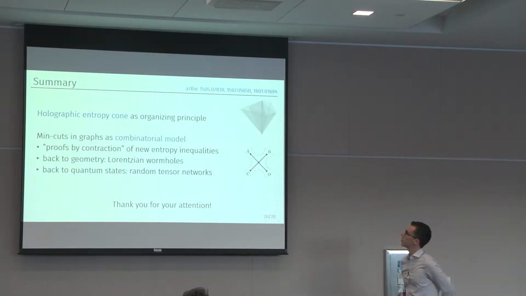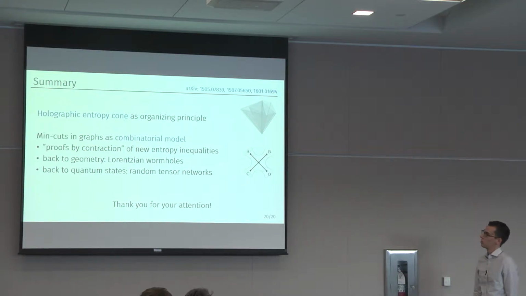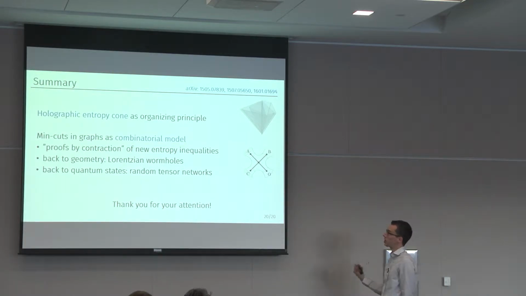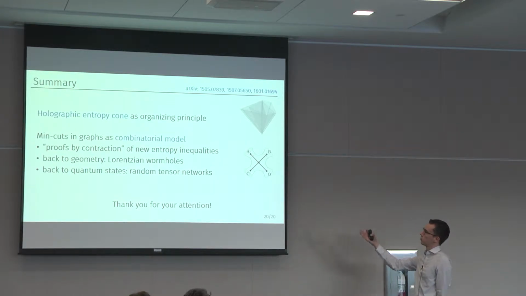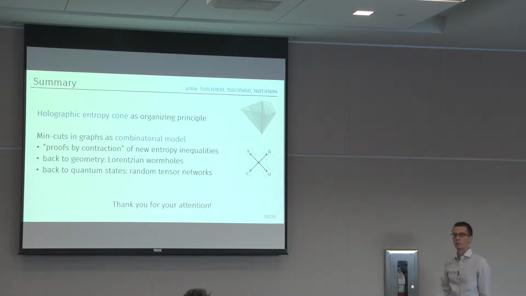All right, so let me wrap up. The main message of this talk is that this idea of an entropy cone from quantum information theory is a nice organizing principle to study entropies, to study holographic entropies, in particular if you care about these inequalities and universal constraints. There's this equivalent combinatorial model provided by min cuts in graphs, which has a very computer-science flavor, so we can use ideas from linear programming, etc. And this gave rise to this idea of proofs by contraction of new entropy inequalities. We could go back to geometries. We could also go back to quantum states, and so get upper bounds and lower bounds in that way. Great. So thanks for your attention.